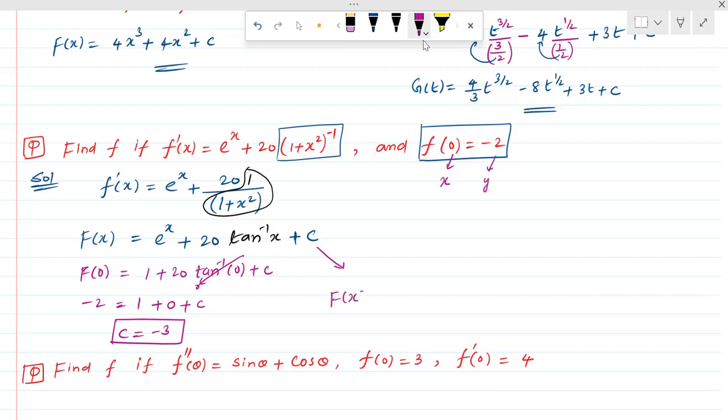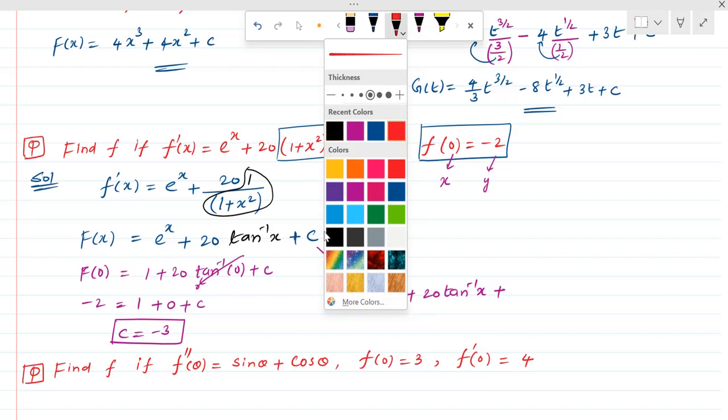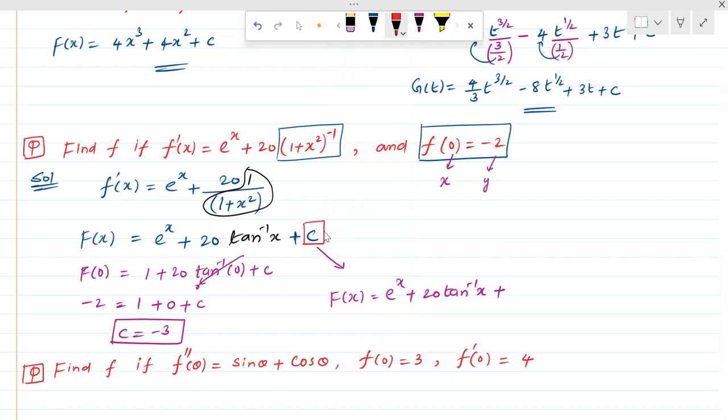So the final answer is f of x equals e power x plus 20 tan inverse x plus this value, minus 3. So I will replace the c. Why? Because of this condition. If the condition is given, the arbitrary constant will be replaced by the particular number due to the condition.